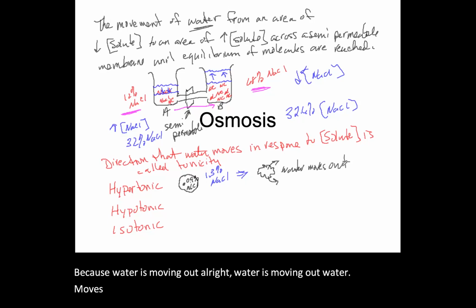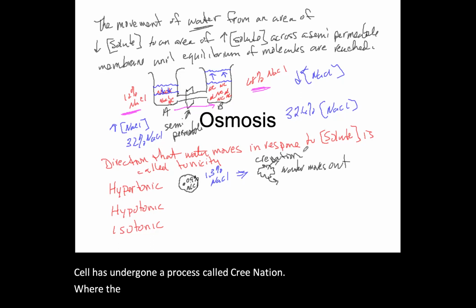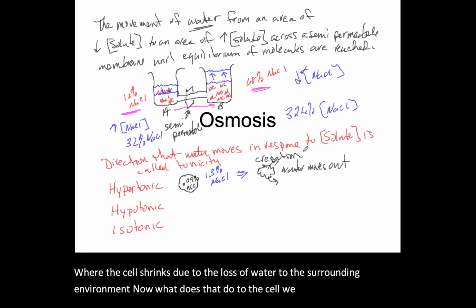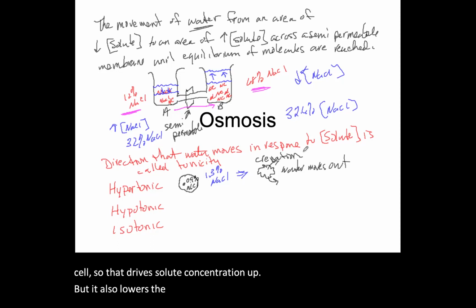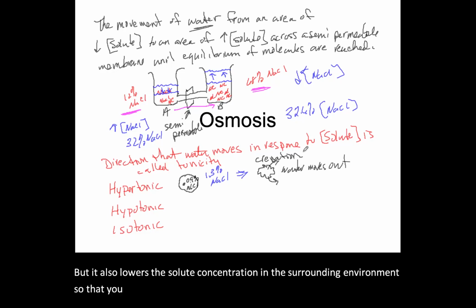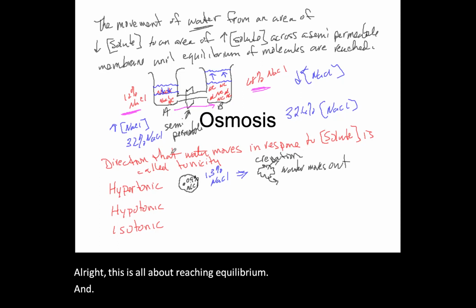Water moves out. Right? And in fact, we say that the cell has undergone a process called crenation, where the cell shrinks due to the loss of water to the surrounding environment. Now, what does that do to the cell? Well, we lose water within the cell, so that drives solute concentration up. But it also lowers the solute concentration in the surrounding environment so that you reach equilibrium. Right? Again, this is all about reaching equilibrium. So hypertonic environments force water to leave the cell, which causes the cell to shrink and crenation occurs.